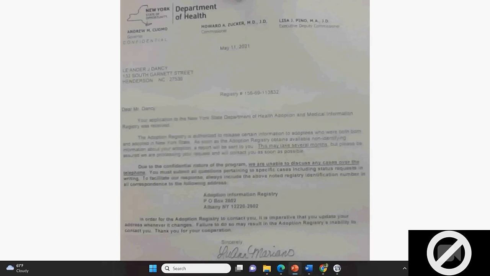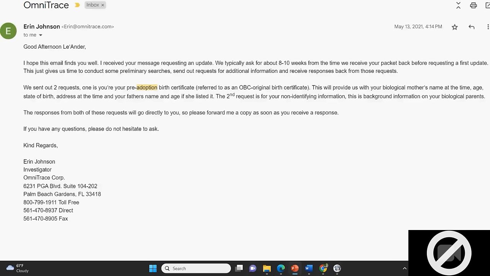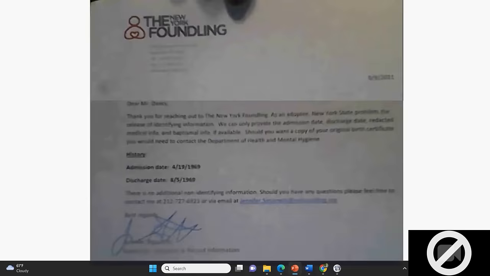So here we have the Department of Health. It says, Dear Mr. Dancy, your application to the New York State Department of Health Adoption and Medical Information Registry was received. The adoption registry is authorized to release certain information to adoptees who were both born and adopted in New York State. As soon as the adoption registry obtains available non-identifying information about your adoption, a report will be sent to you. This may take several months, and it did. But please be assured we are processing your request and will contact you as soon as possible. Now, as you see, this is May 11th, 2021, so that was part of what I received right before I received this email from Irene Johnson.